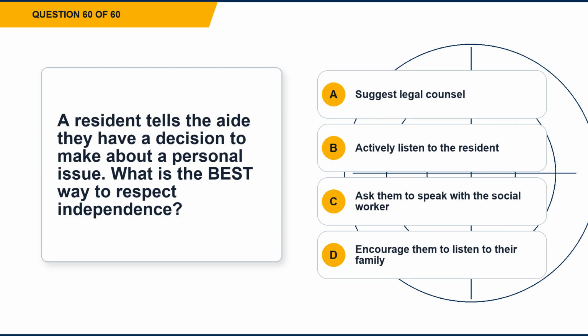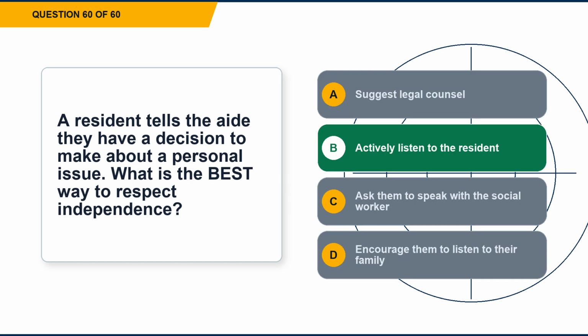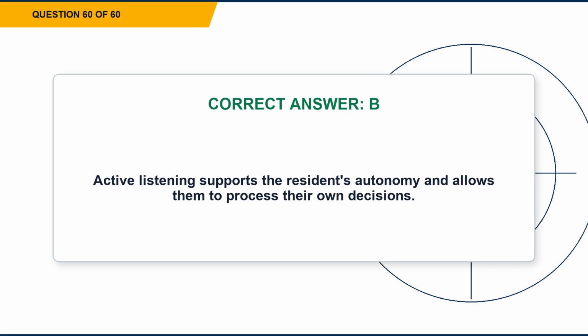Question 60. A resident tells the aide they have a decision to make about a personal issue. What is the best way to respect independence? Option A, suggest legal counsel. Option B, actively listen to the resident. Option C, ask them to speak with the social worker. Option D, encourage them to listen to their family. The correct answer is option B, actively listen to the resident. Explanation: active listening supports the resident's autonomy and allows them to process their own decisions.